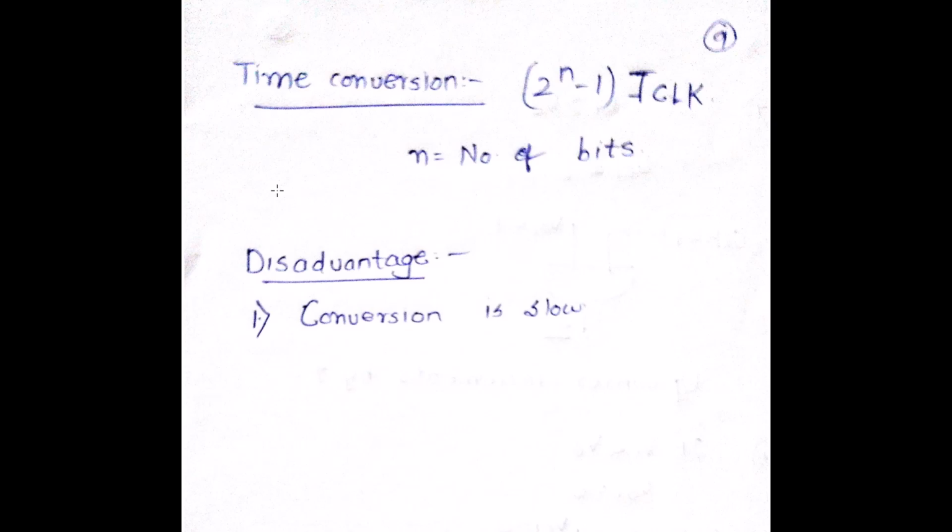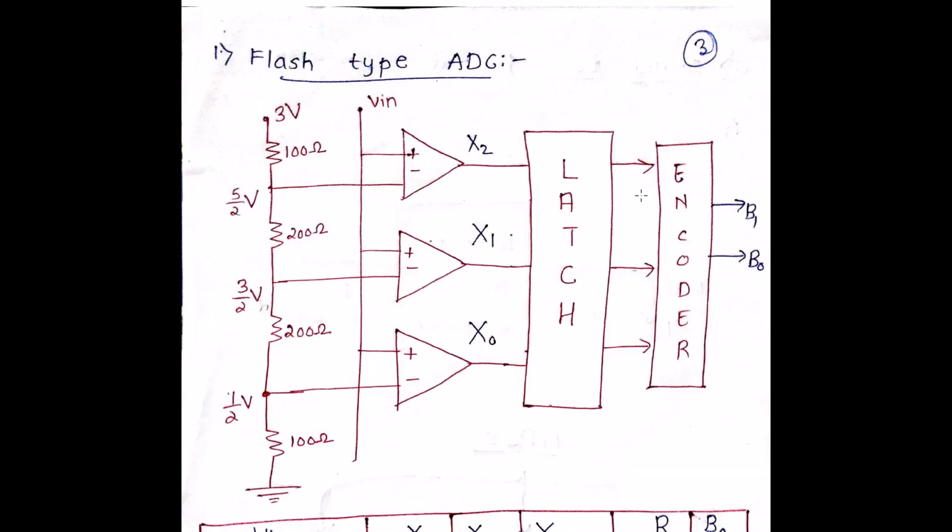So what is the disadvantage? In the case of the flash type ADC, only one clock was required. In the case of the successive approximation ADC, it was n times T clock, the number of bits times T clock. But here the conversion will take a little longer time, that is 2 raised to n minus 1 times T clock. A little slower conversion, but it has its own advantages as well. The immunity to noise is better. As you learned in the last class, the successive approximation register ADC has very low immunity to noise, but here the immunity to noise is very high. So I hope I am very clear with this.